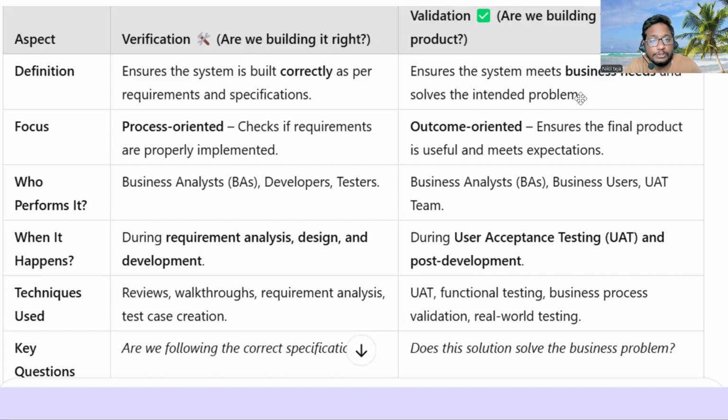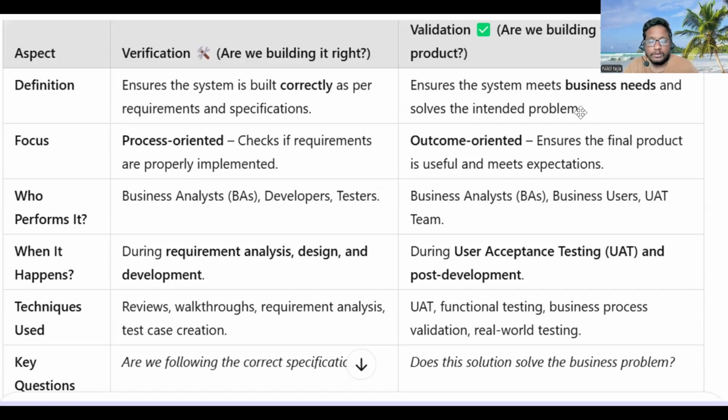So let's see the definitions. Verification ensures the system is built correctly, focusing on technical perspectives and technical specifications, as per the requirements and specifications. Let's come to validation. It ensures the system meets the business needs and solves the intended problem, right? It ensures the business objectives. Are we building the right product? Are we building the product as per the business objectives? Is it solving the problems of the client or the users? That is validation. Are we building the product in the right manner or not is nothing but verification.